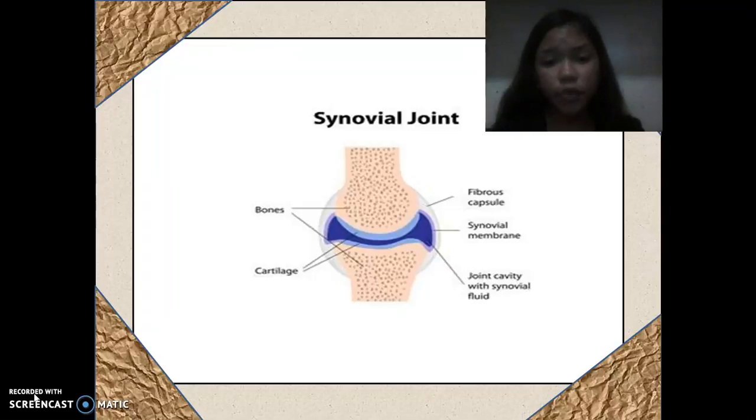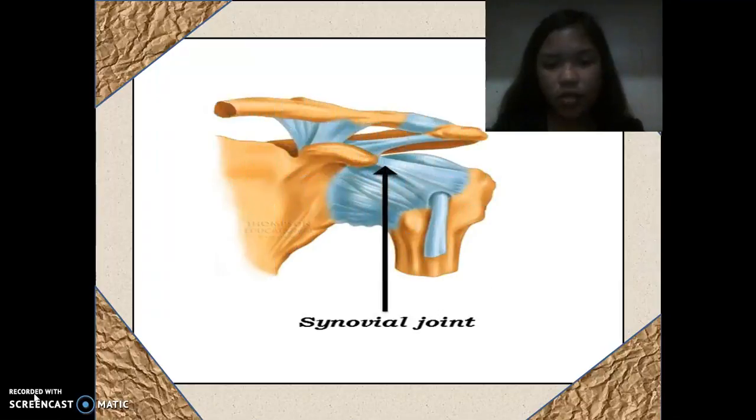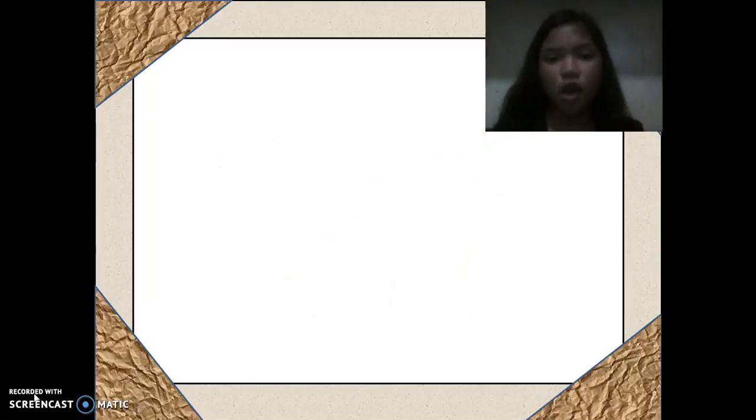The joint capsule is made up of an outer layer, the articular capsule, which keeps the bones together structurally, and an inner layer, the synovial membrane, which seals in the synovial fluid. Those are the examples of synovial joint.